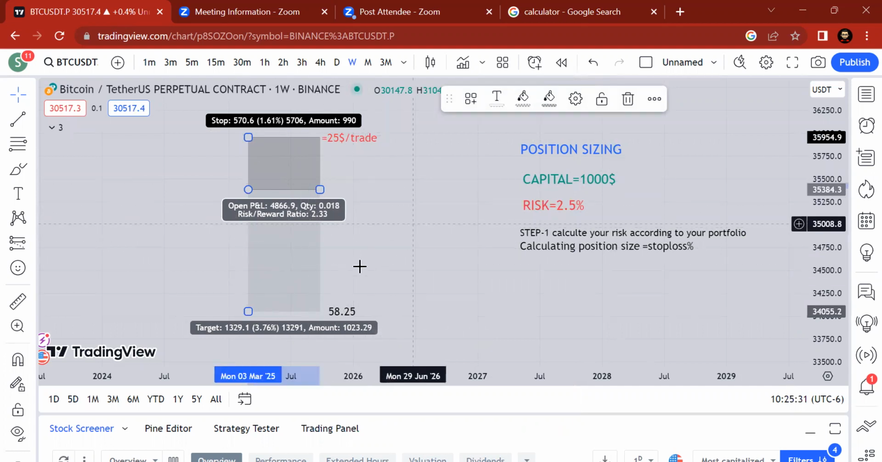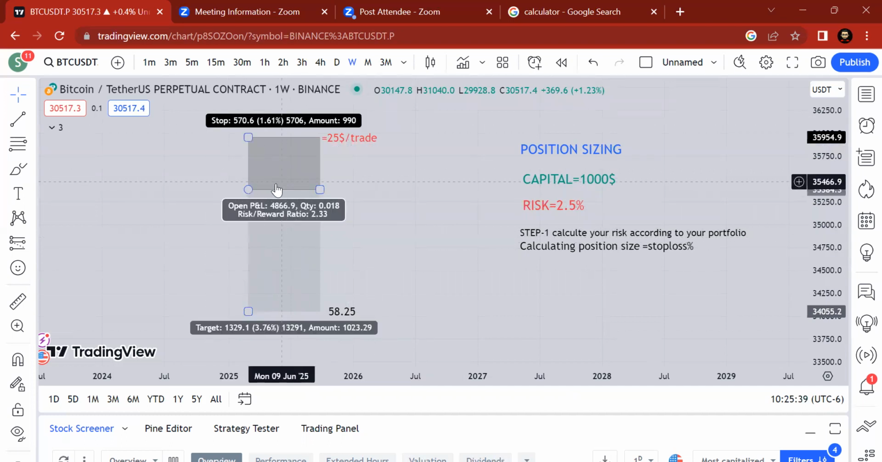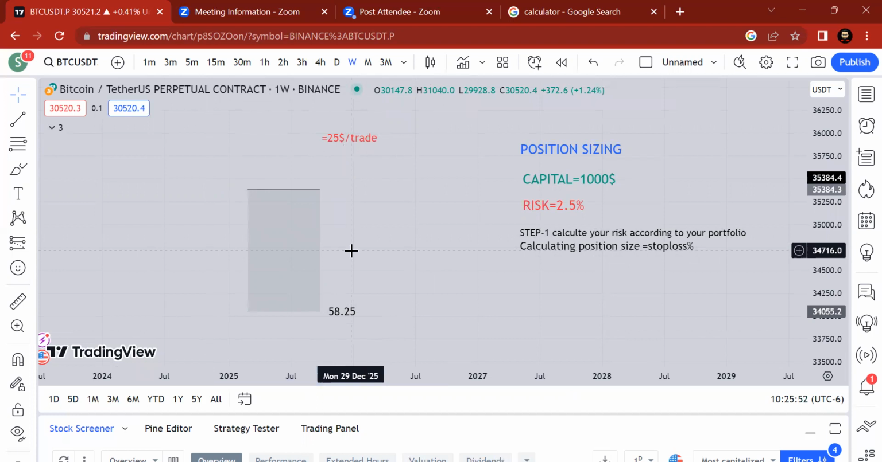When it executes, then have patience and wait, either for this or this, and according to the market structure, what it is saying, what the condition is, when to move the stop to break even to minimize risk, or when to take partials. That is another topic, called position management. So that will be some other day, I will discuss it. So that is how position sizing works.